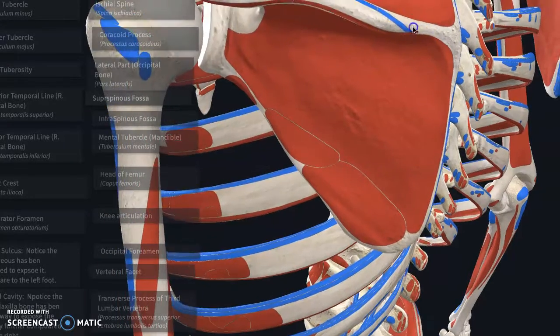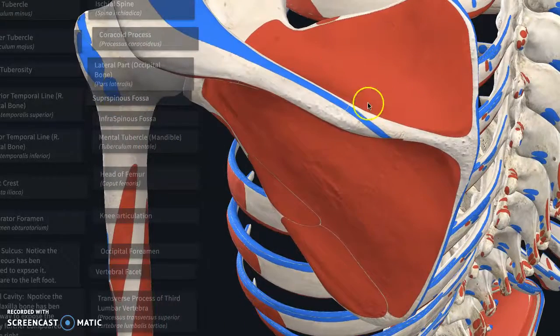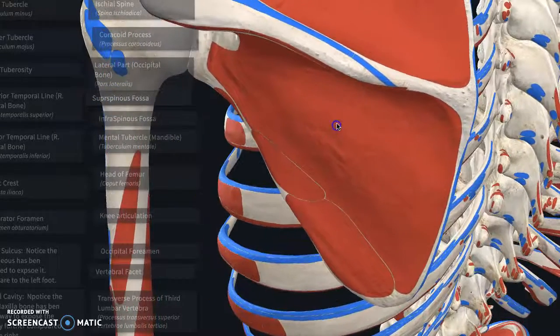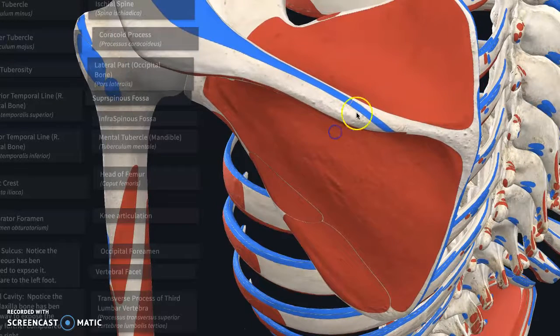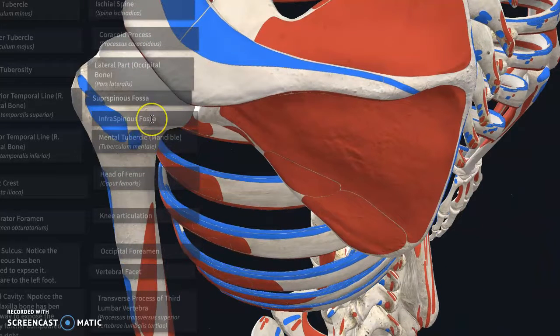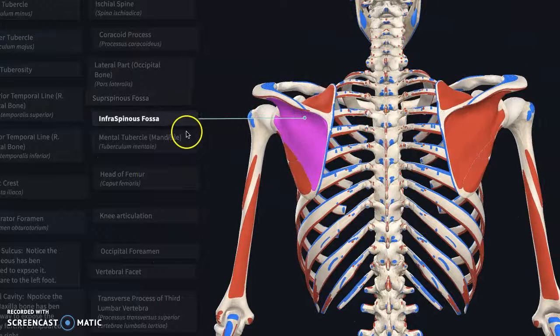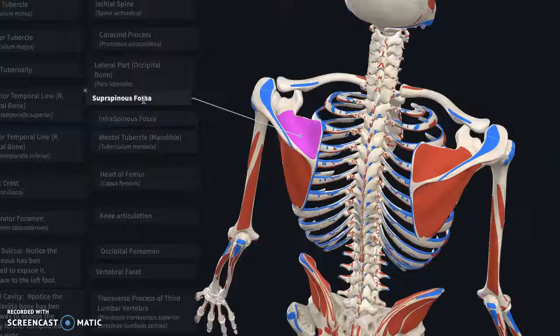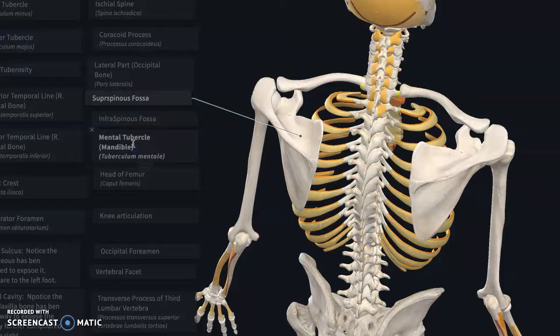And both fossas happen to be attachment sites for muscles. Many of you have heard of them, but didn't know where they're located, most likely. And those are attachment sites for your rotator cuff muscles. And guess what they're called? The supraspinatus muscle and the infraspinatus muscle. And they're both located in the supra and infraspinatus fossas. So you'll learn a lot of times they try to keep it as simple as possible when naming things. So they're named for their location and whatnot. So here's your infraspinatus fossa and your supraspinatus fossa. And the mental tubercle.